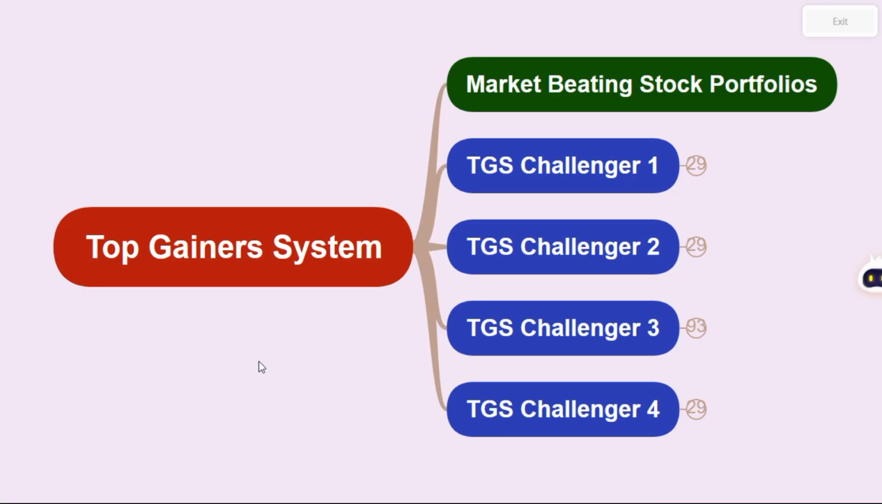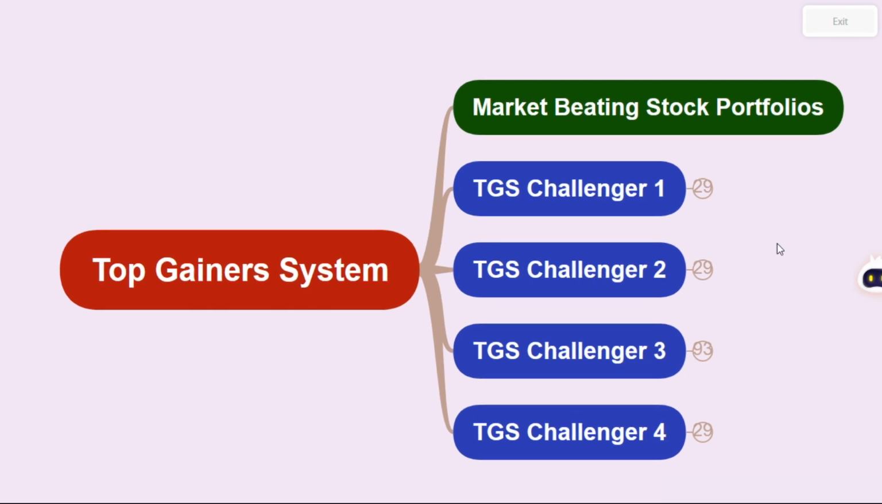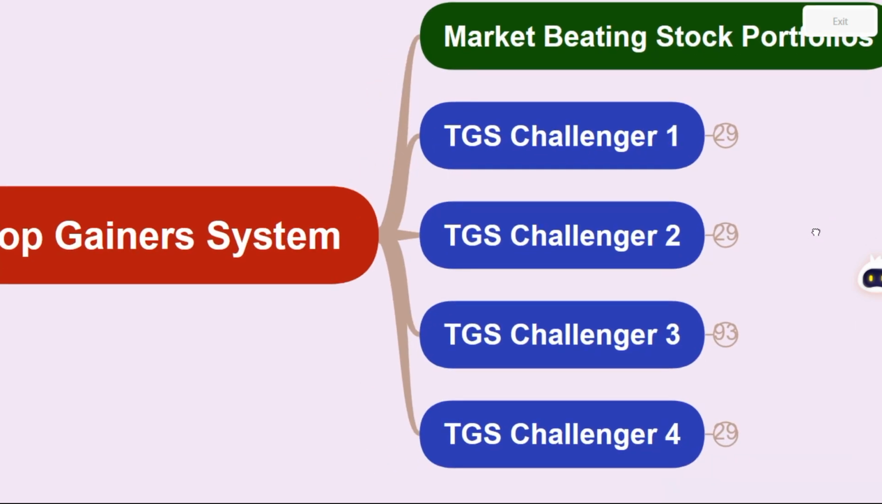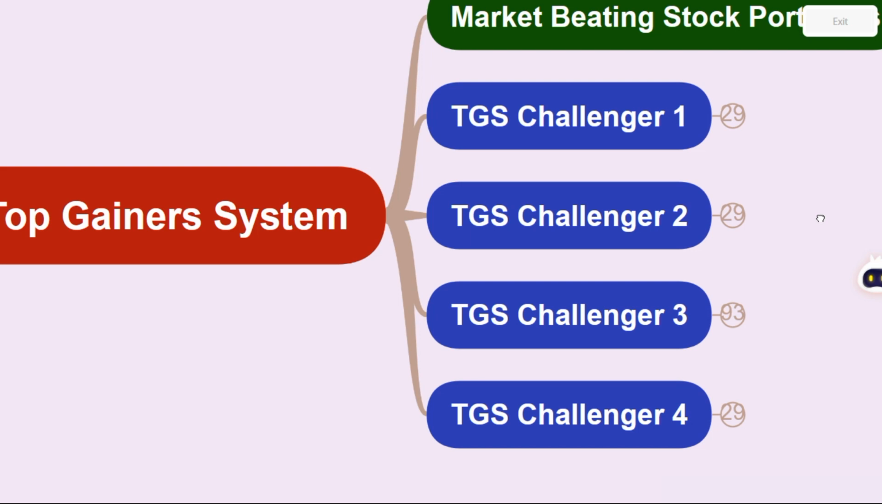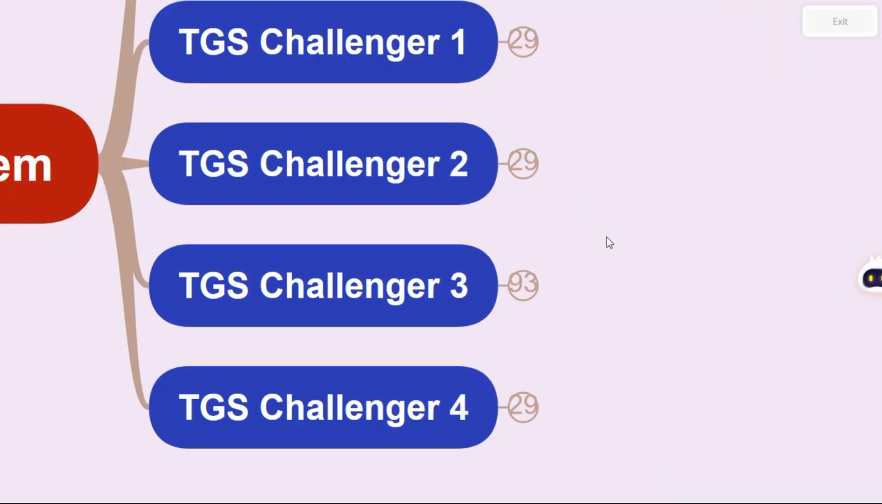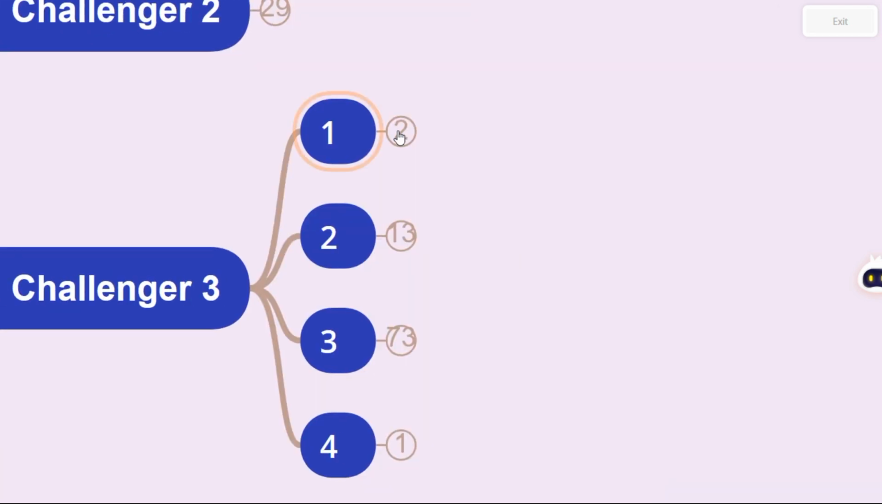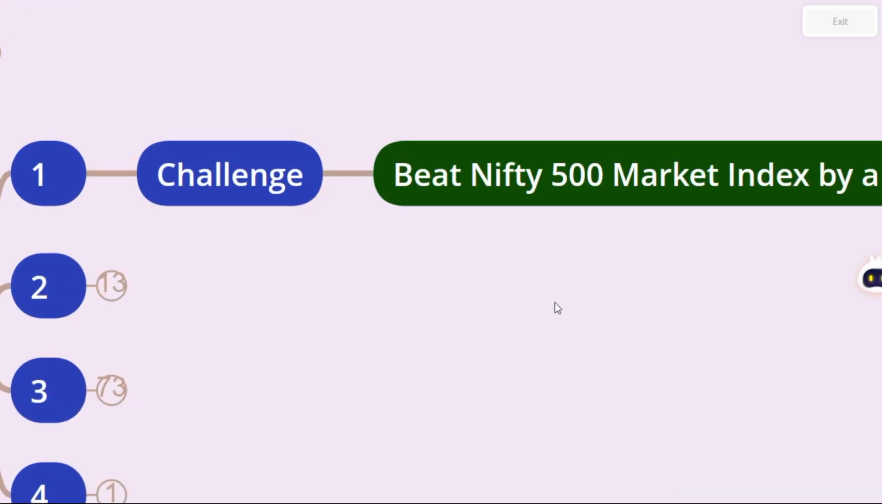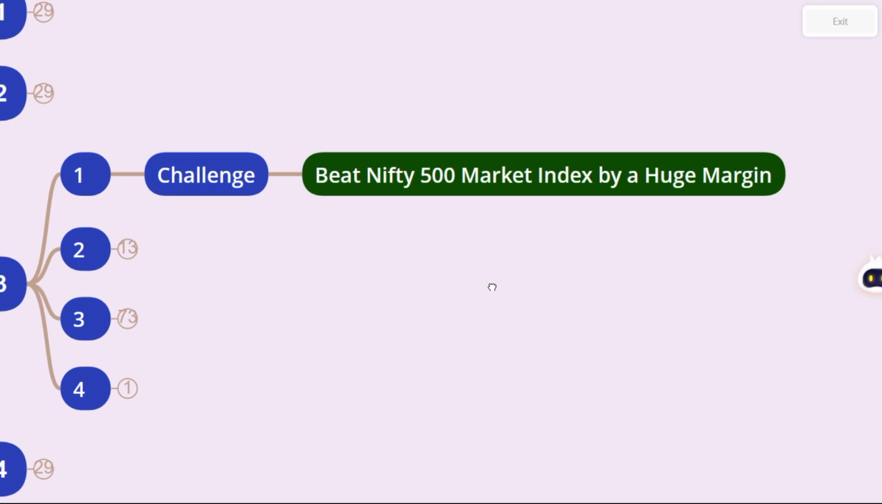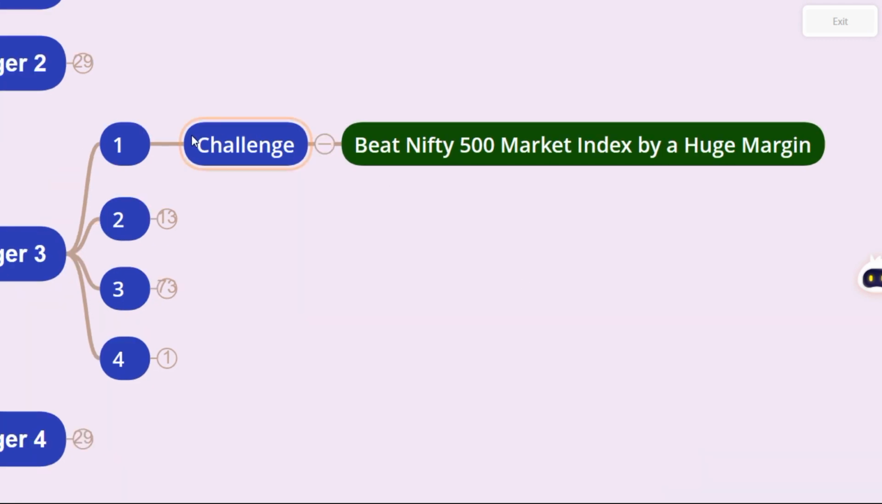We started a new series recently. The idea here is to create and manage a market beating stock portfolio. The plan was to start with four portfolios and we have started with one of them. It is TGS Challenger 3. The challenge here is to beat the Nifty 500 market index by a huge margin over a period of time.